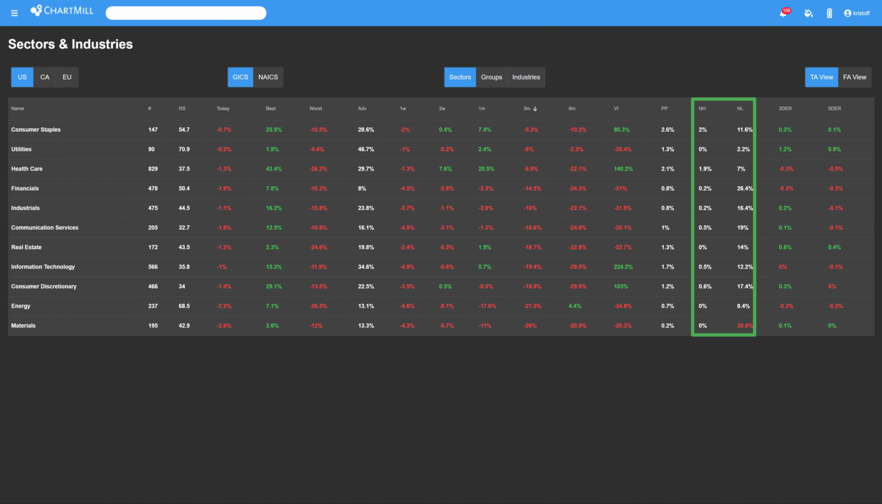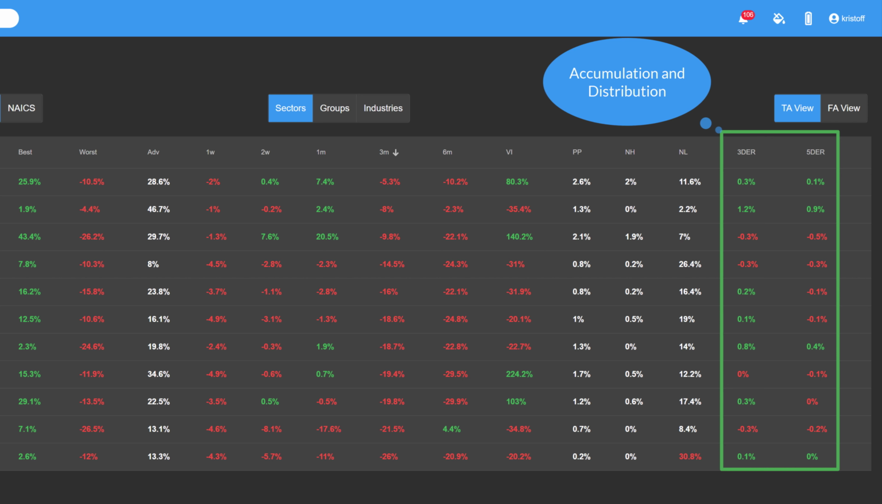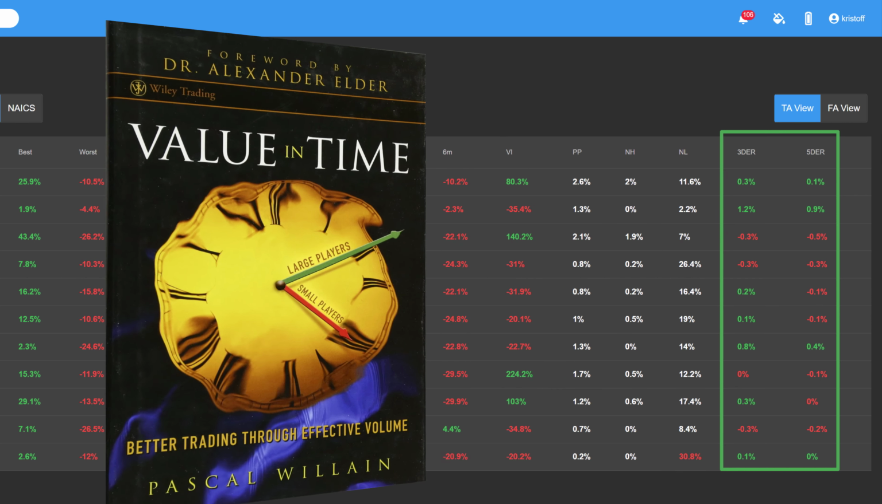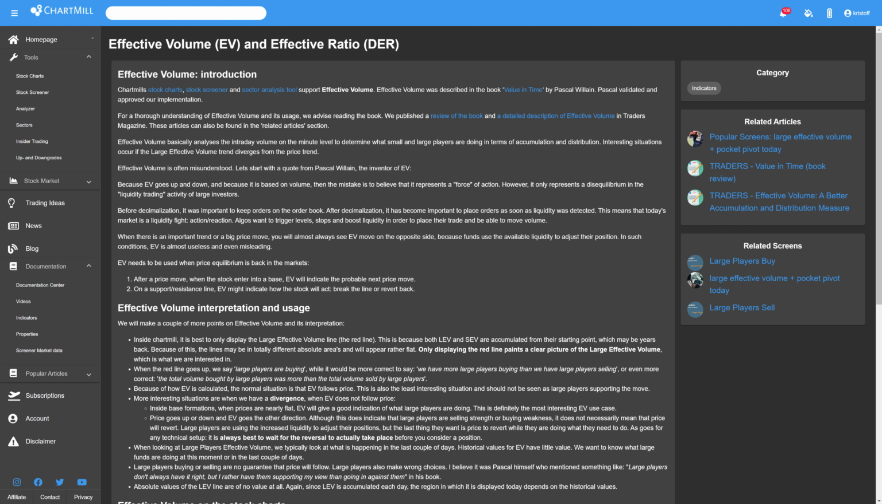The 3-DER and 5-DER columns show the average 3 or 5 daily effective ratio of all stocks in the industry or sector. This allows you to sort the sectors by their 3 or 5 DER percentage. This sorting will show you which sectors or industries show the strongest accumulation or distribution by large institutional players. More extensive information on effective volume and this effective ratio can be found in the book Value in Time: Better Trading Through Effective Volume by Pascal Villain. There is also an article available in our documentation section which provides more explanation on this subject. I will post a link below.